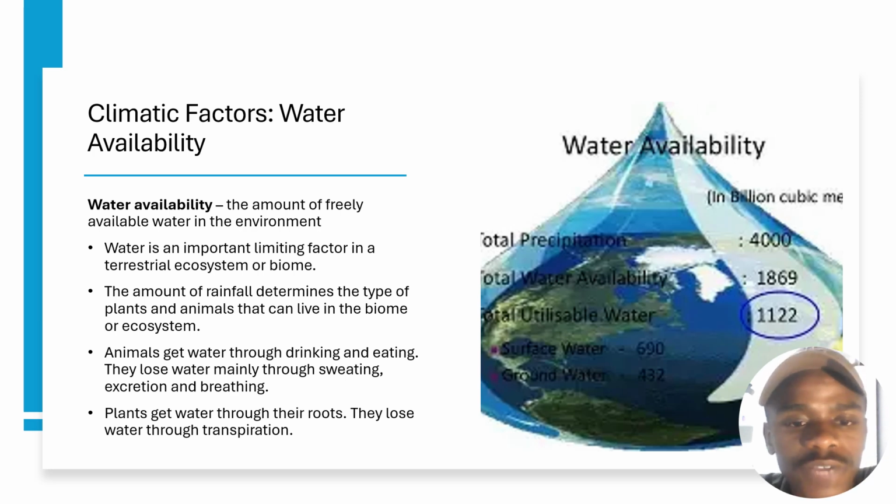Now, we also have animals. Animals get water through drinking and eating. They lose water mainly through sweating, excretion, and breathing. Plants get water through their roots. They lose water through transpiration, which we did previously in this grade. And we also had an experiment on how these plants lose water through transpiration.